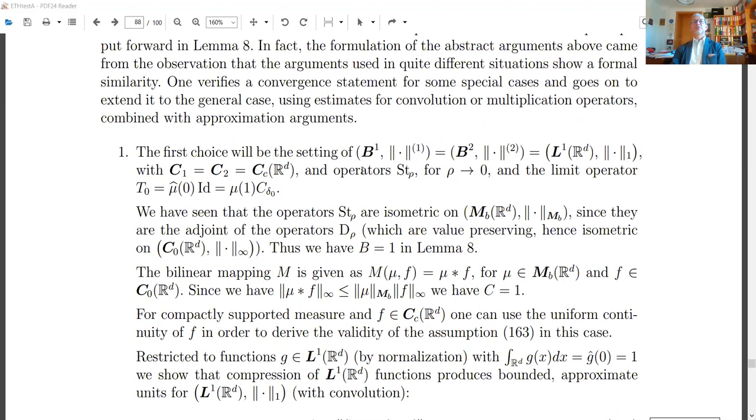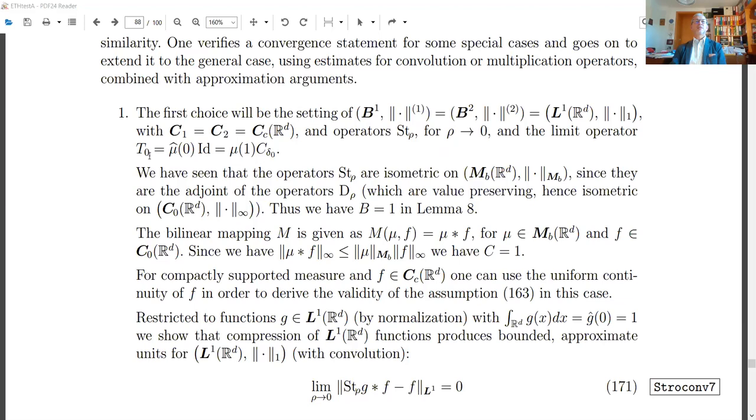And now comes this S_T rho. So the S_T rho operators, they are uniformly bounded. So again, the B equal 1. And the limit you have to look at is T0, which is mu hat of 0 times identity, which is the same as mu as a measure applied to the function constant 1. So this is times a convolution operator with the delta 0. So we should rather say S_T rho is the compression operator, and the T0 is something like this. So this is what we have to look for.